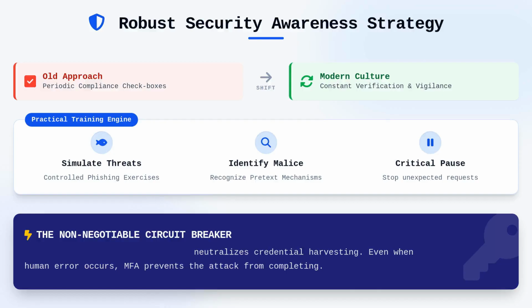will eventually occur. Therefore, implementing multi-factor authentication is a non-negotiable step to neutralize the impact of credential harvesting. Even if an attacker successfully tricks a user into providing a password, the requirement for a secondary factor acts as a critical circuit breaker for the attack.